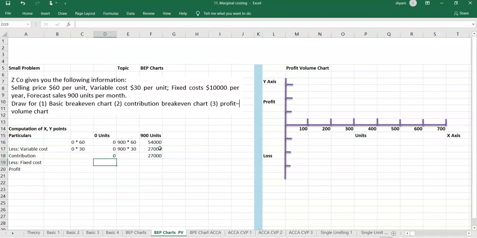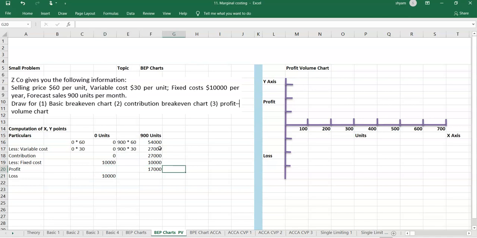The last one is fixed cost. So fixed cost at 0 units is also a fixed cost, and that's going to be 10,000. Whether you produce units or not, it's going to be there. So there are two numbers here. When you produce 0 units, you will incur a 10,000 loss, and when you produce 900 units, you will incur a profit of 17,000. So we have 2 points, and this has to be marked as a coordinate.